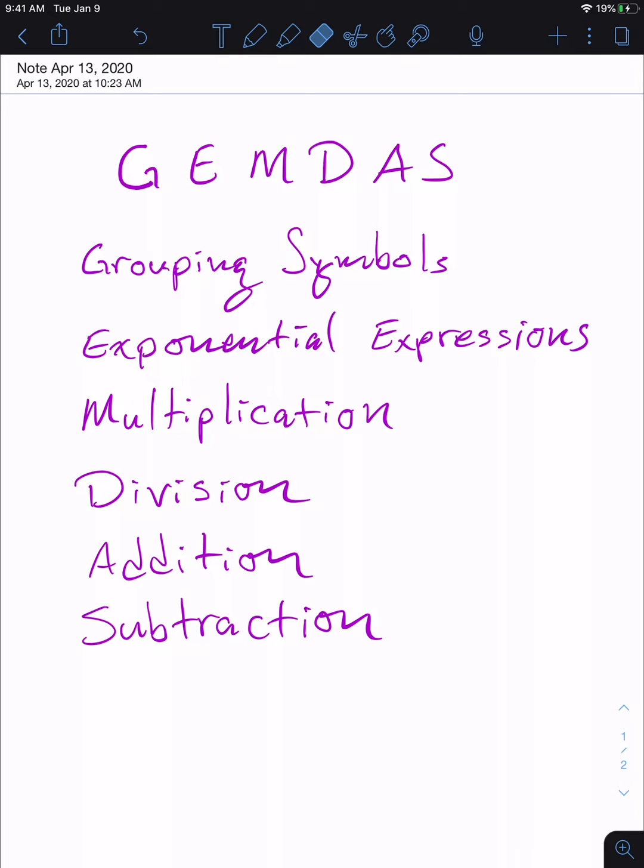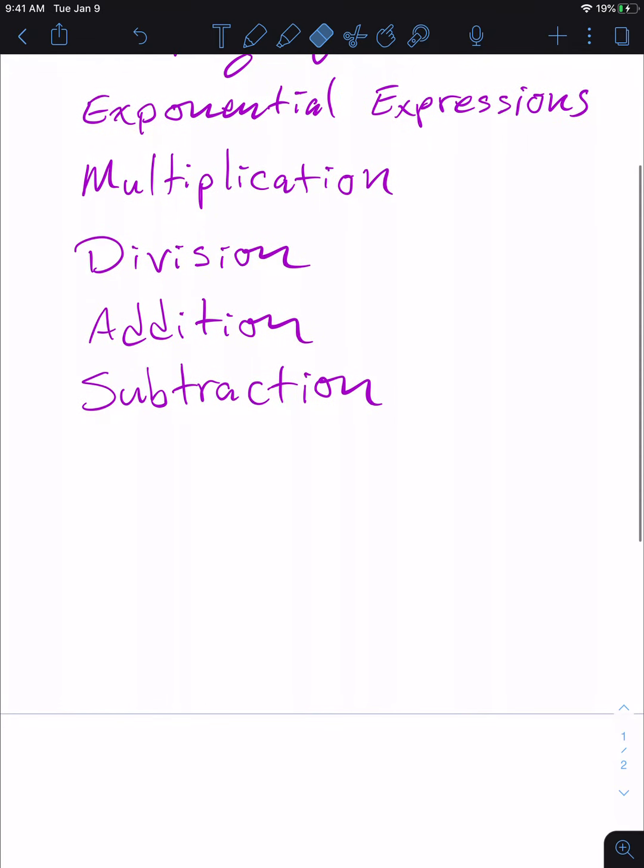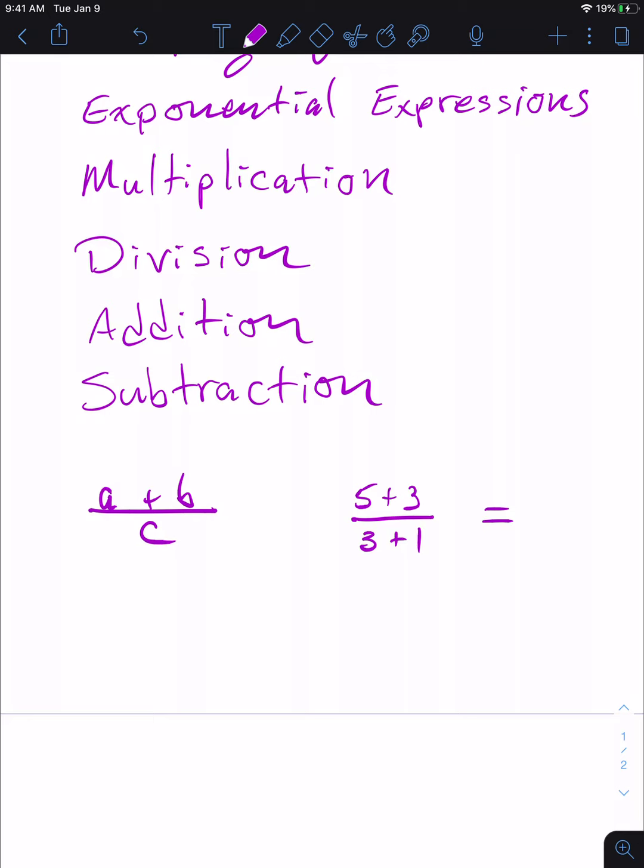symbols. But it also includes things like when you see a fraction and you see a sum or difference in that fraction, for instance, A plus B over C. Well, the fraction bar itself is a grouping symbol, and so we also have to make sure that you do it that way. Another case might be, and I'll do this with numbers this time, 5 plus 3 divided by 3 plus 1. And that would be grouping symbols as well.